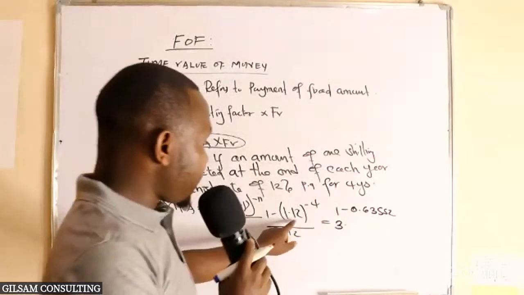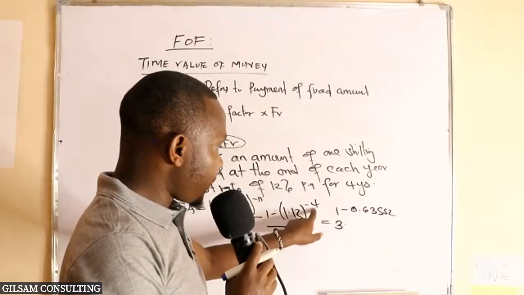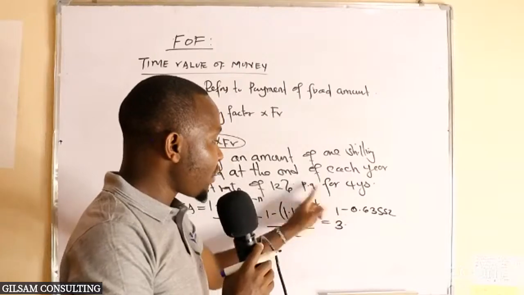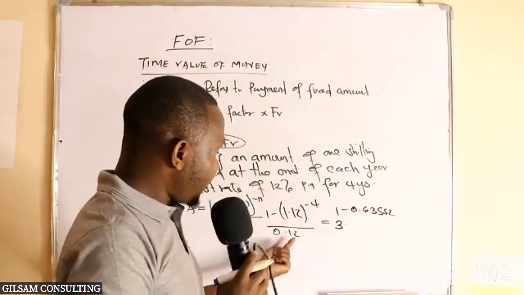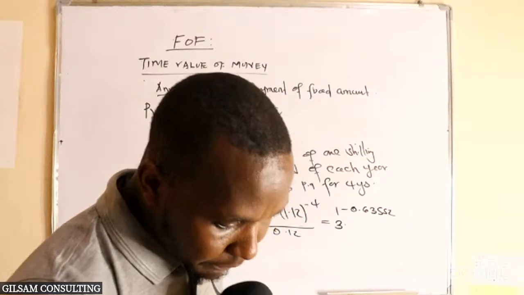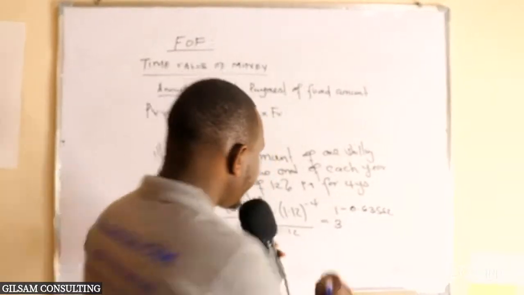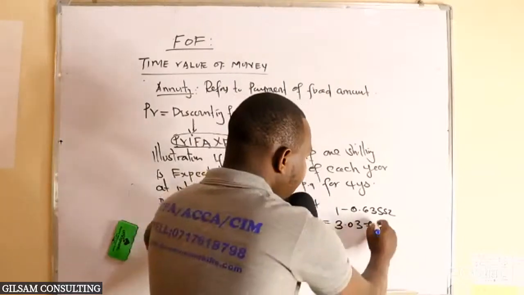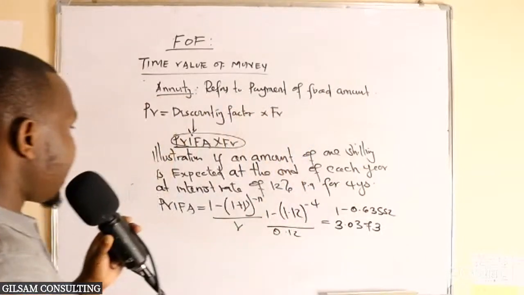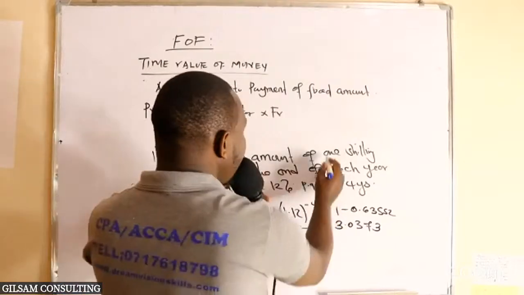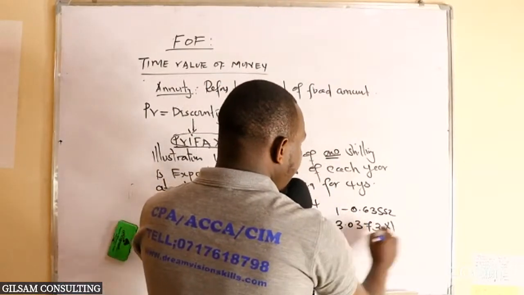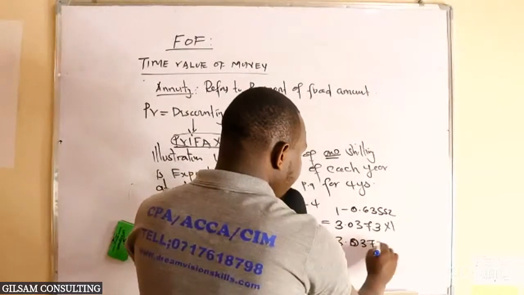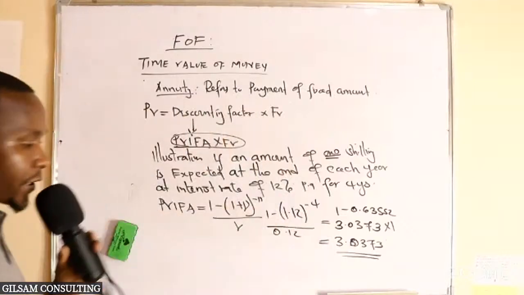So 1.12 raised to negative 4 gives us this. Then 1 minus that, then you divide by 0.12, and the final one I'm getting is 3.0373. You can choose the whole value if you are using the calculator. Then times our future value, which is 1 shilling. So at the end of it, we will get 3.0373 as our value.